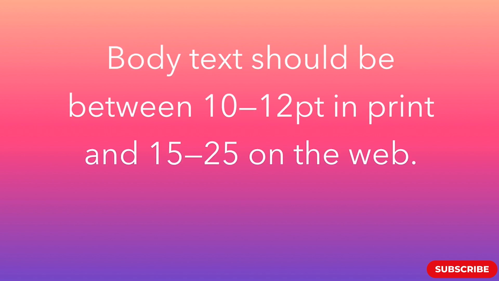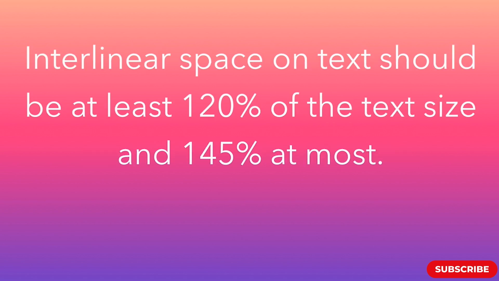In terms of size, body text should be between 10 and 12 points in print and 15 to 25 on the web. If I recall correctly, the browser default is 16 on there. But again, that's a good size for a reader. You don't want people squinting or straining to see text. And the spacing in between text should be at least 120% of the text size, and at most 145%. So just as an example, if we were using 10-point text, 120% of that would be 12 point as the interlinear space or leading size, and 145% would be 14.5.